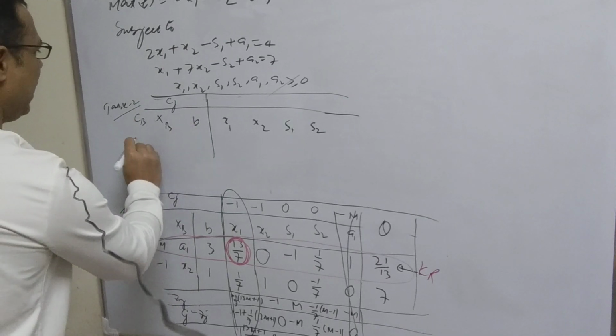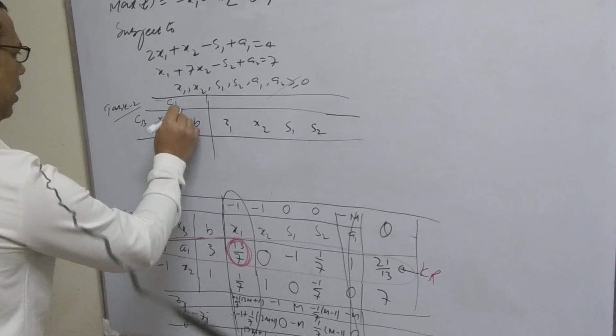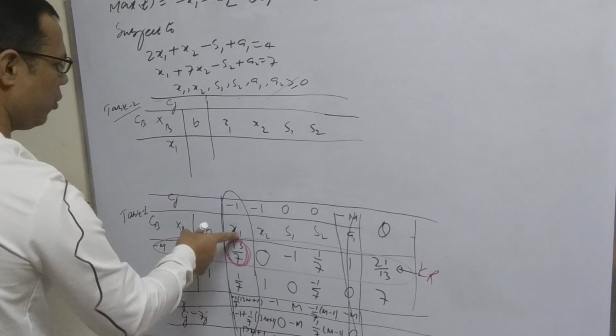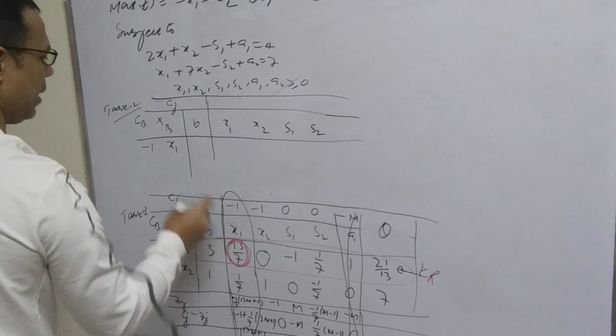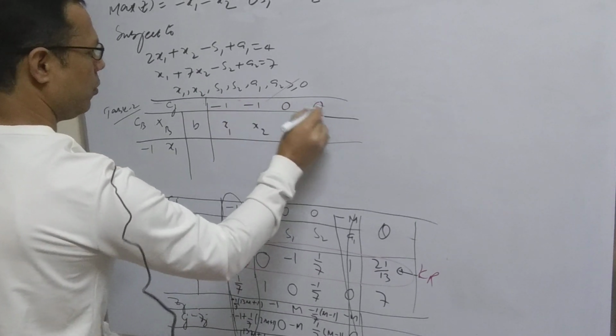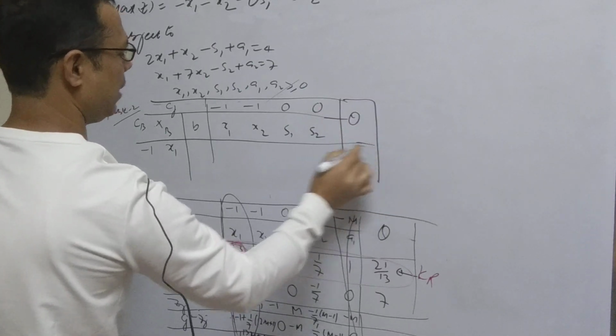It means actual A1 is here. So A1 is going to leave the basis, and X1 is going to enter the basis. The coefficient of X1 is -1. So write it here and copy this one here: -1, -1, 0, 0. Just copy. Here the values will be theta, so you need to write theta here.